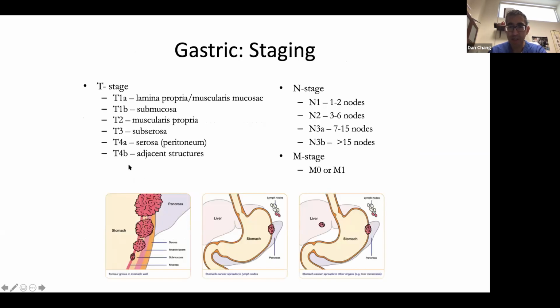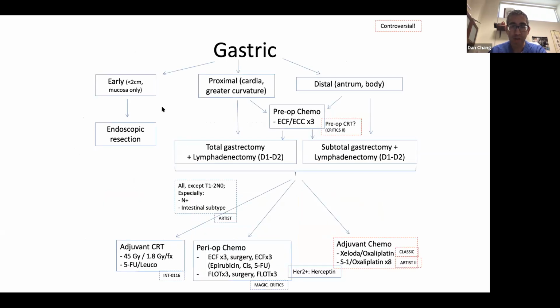And then here's the staging. It's slightly different from esophageal cancer, both in the T stage and N stage, but it just gives you a sense of the deeper it is, the more locally advanced it is, and the more nodes you have, the worse. So here, I'll walk you through kind of how this all works.